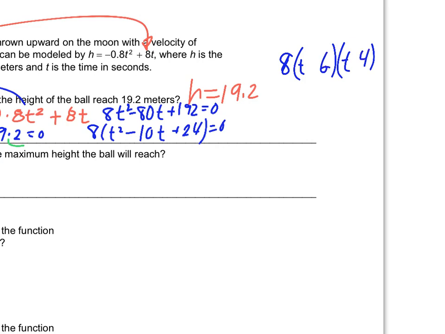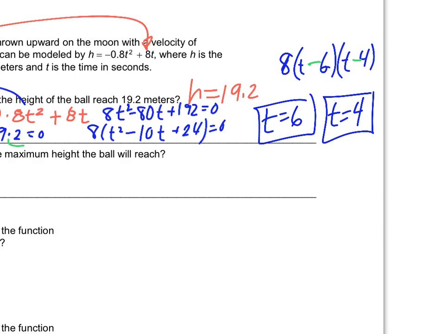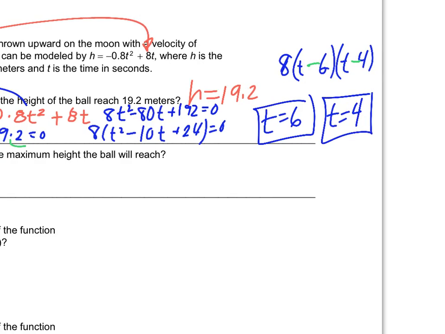Because 6 times 4 is 24, and they add up to be 10. And my signs are negative, plus, so that means my signs will be negative, negative. That means that my answers are t equals 6 and t equals 4. So 6 seconds and 4 seconds. Next problem.